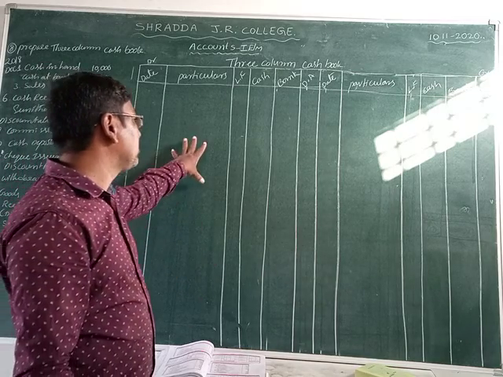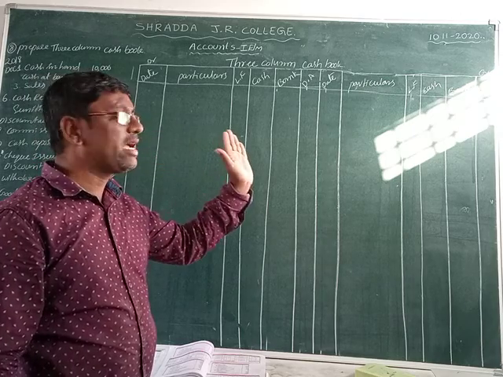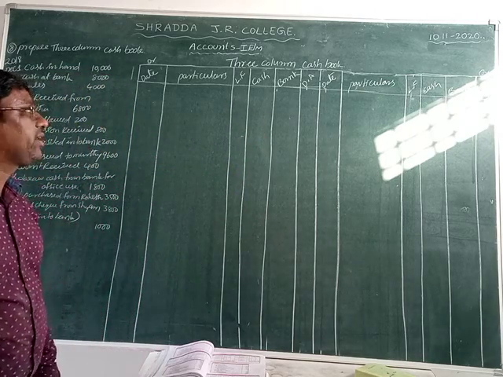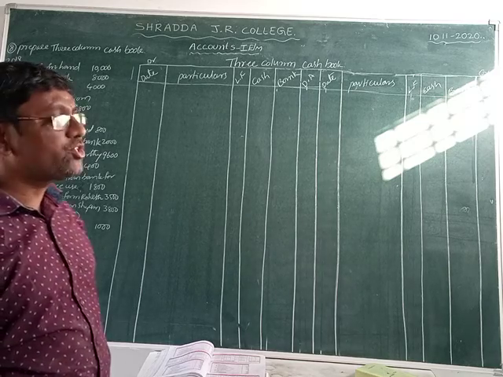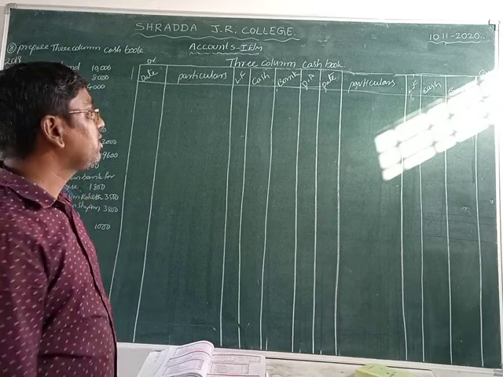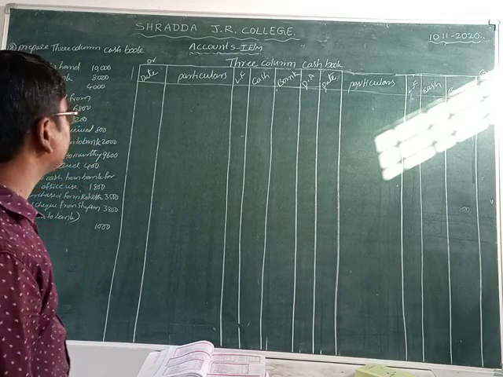So cash, when we receive the cash, then we record it on the debit side. When we pay the cash, then we record it on the credit side. When we receive the check, we record it on the debit side. When we issue the check, we record it on the credit side. Isn't it? So that is a very simple question, students. It is enough. Just listen to me.